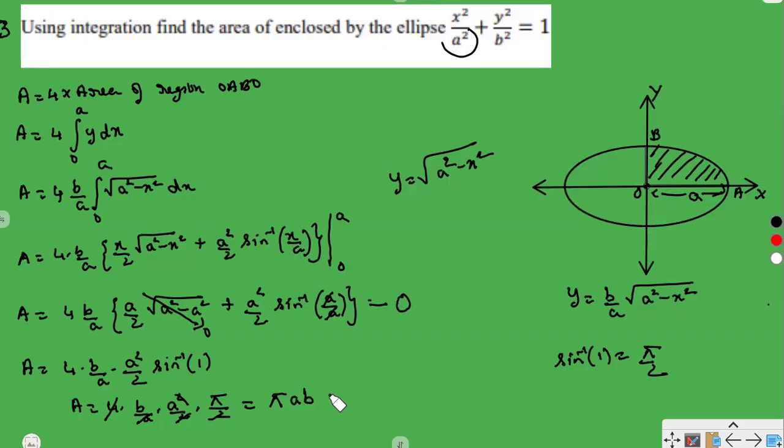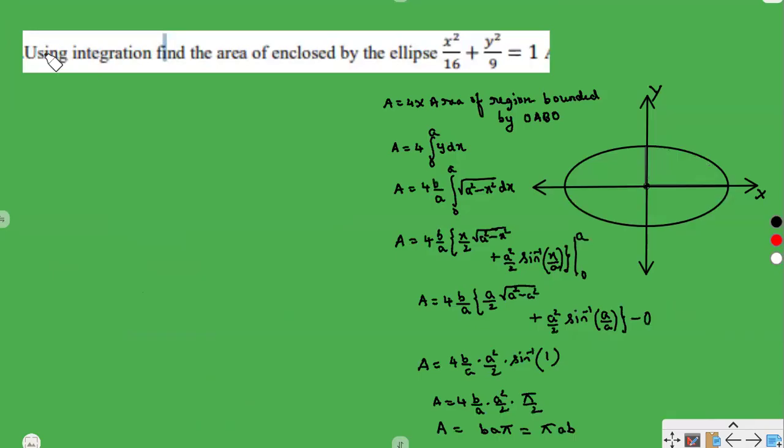We'll go to the next question, where we also have to find the area of an ellipse. But in the next question, what they do is they give it like this: using integration, find the area enclosed by the ellipse x square by 16, y square by 9 equals 1. What did we have in the previous question? x square by a square, y square by b square equals 1. And we used to write all these steps. These were the steps that were written for the previous question.